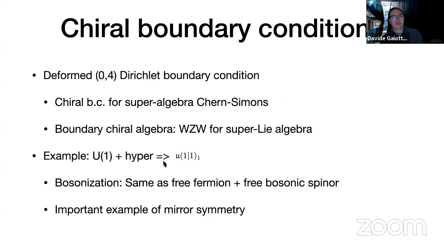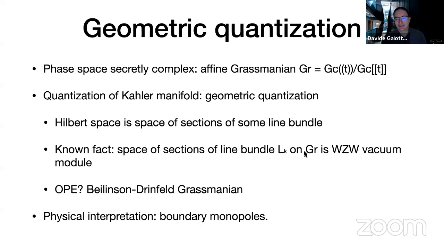And so there are some boundary conditions in the physical theory, which become chiral Dirichlet boundary conditions for this superalgebra. And so the boundary chiral algebra is just a WZW model for this superalgebra. Again, perturbatively, you'll just find a super Kac-Moody algebra at the boundary. But non-perturbatively, you need to figure out what the WZW model is for this super Lie algebra. So you need to really take the analog of the affine Grassmannian for the super Lie algebra and study the space of sections of the line bundle or things like that.